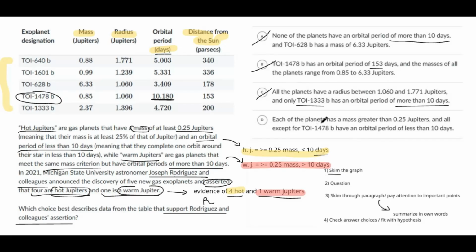Now, for the last one here, each of the planets has a mass greater than 0.25 Jupiters. Now, this is correct because, as we noted here, all planets have a mass more than 0.25, and all except for planet 14 have an orbital period of less than 10 days. Now, we instantly notice except and orbital period of less than 10 days. This directly supports our evidence that it is planet 14 by noting the difference in days for both hot Jupiters and warm Jupiters, proving the points that there are in fact 4 hot and 1 warm Jupiter only, making answer choice D correct.